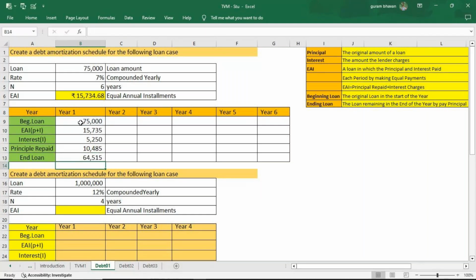So at the beginning of the first year, the loan amount was 75,000. By the end of the year, once after paying my EAI, the end loan for that first year is 64,515. So for the next year, what will be the beginning loan? It cannot be 75,000 because I have paid one EAI, that is, installment I have paid. So whatever the end loan is there, that will be my beginning loan.